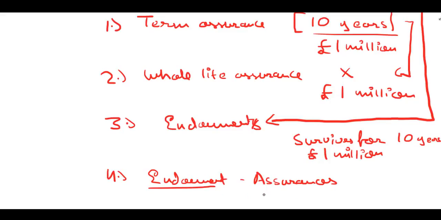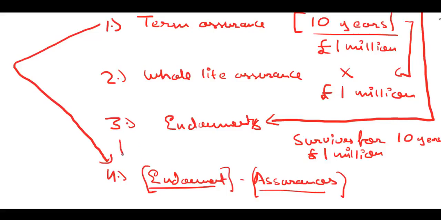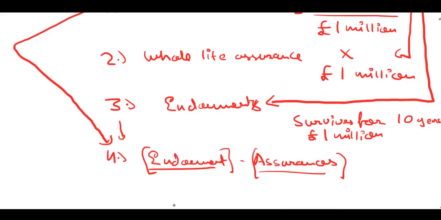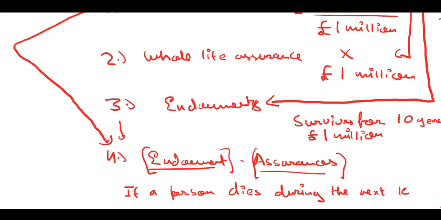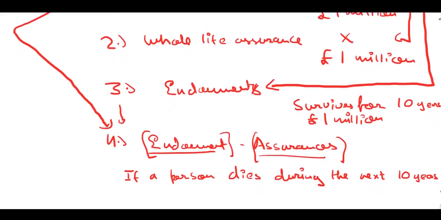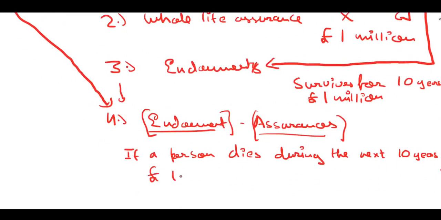But this means that it has an element of both endowment and assurance. Both are included here. So this is basically a combination of a term assurance and an endowment contract. When both of these are combined, we get an endowment assurance. So what this says is, there are two clauses in this. If a person dies during the next 10 years, there will be a payment of 1 million pounds.